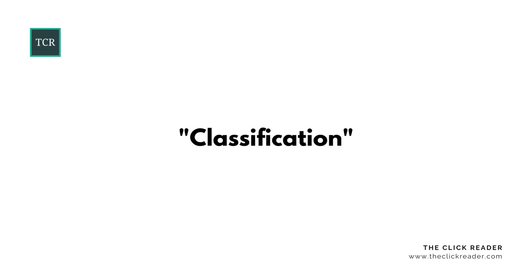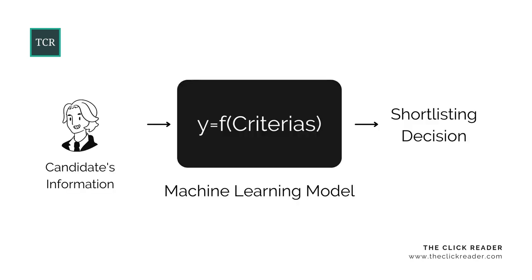This method of supervised machine learning is also known as classification, since we're classifying whether or not a candidate should be shortlisted based on one or more than one criteria. So, if a new candidate applies for a job position, we just feed the information in the model and get the shortlisting decision as an output from the model. Quite neat, isn't it? Problem solved.